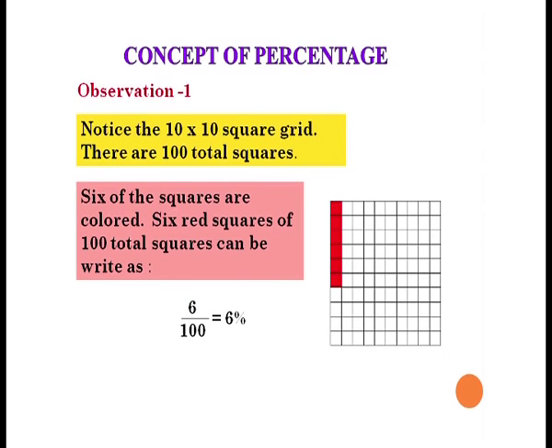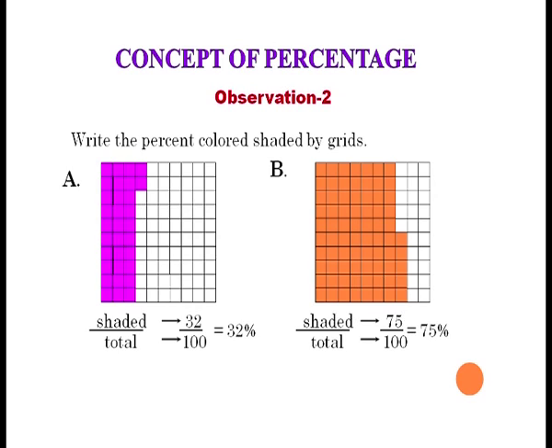Let us observe one situation to see how we compute the percent. Here we notice a 10 cross 10 square grid with a total of 100 squares, out of which 6 squares are colored red. When we talk about the percent of red squares, there are 6 red squares out of 100, and we write it as 6 by 100, which is equal to 6%.